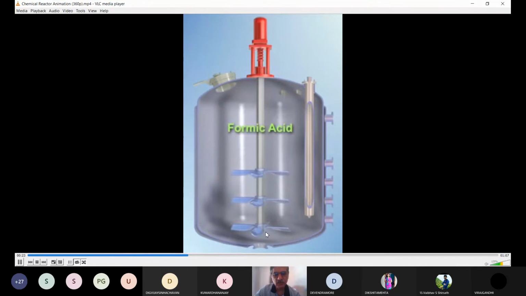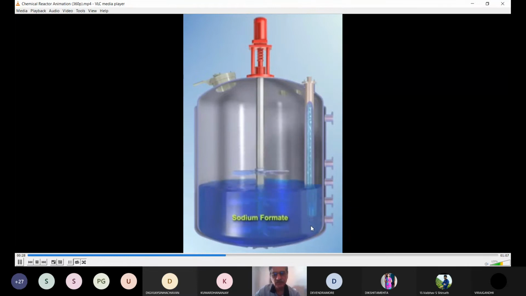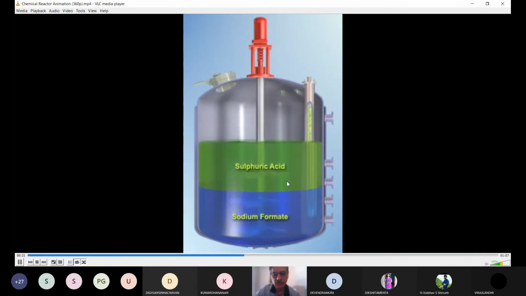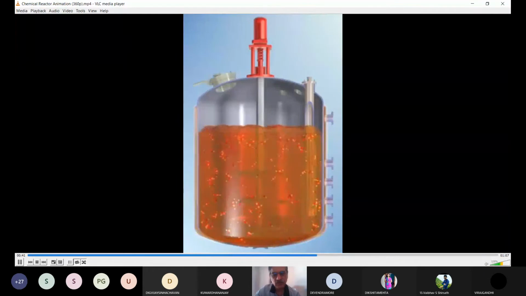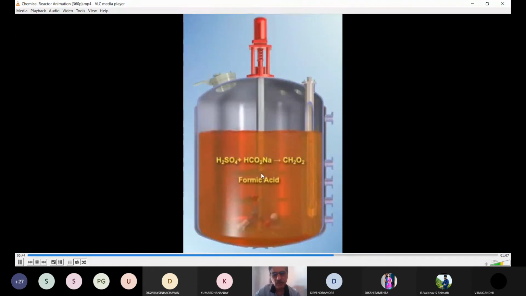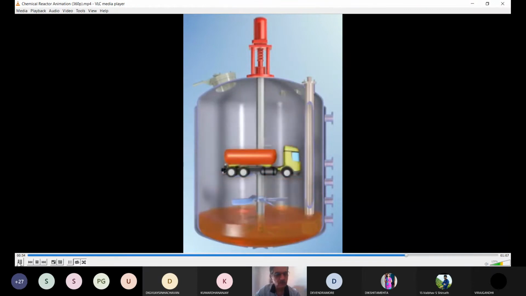So this is an impeller. इसमें 3 impeller बताया है. यहाँ से feed आ रहा है. 1 sodium formate, second sulfuric acid, बाद में reaction हो रहा है इसका. And it forms formic acid. ठीक है. So what type of reactor is this now? CSTR.